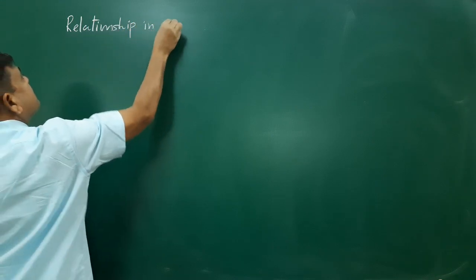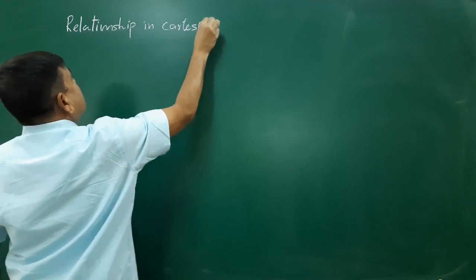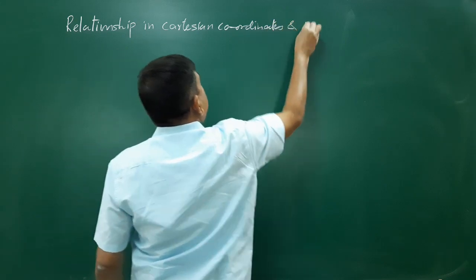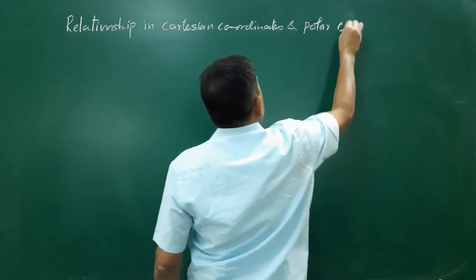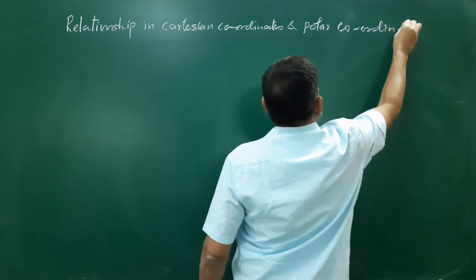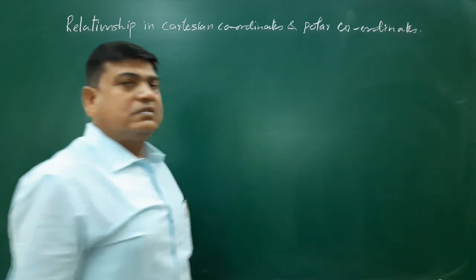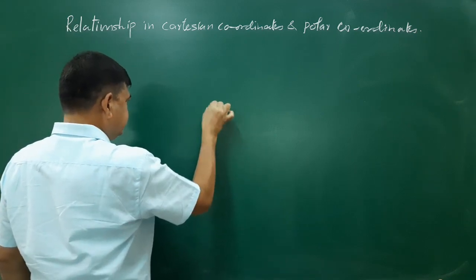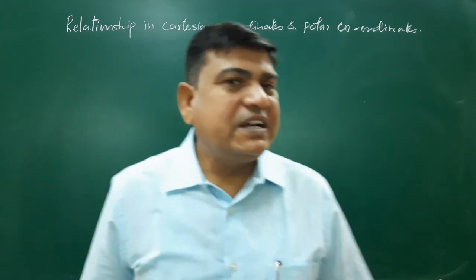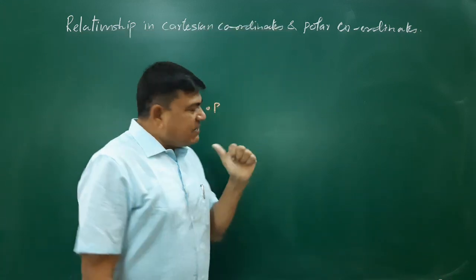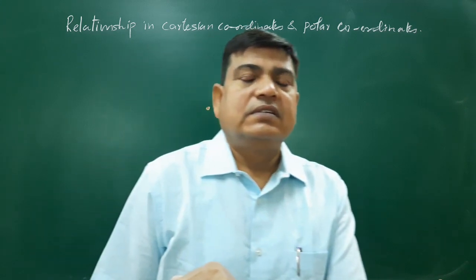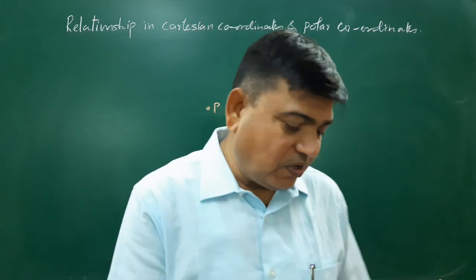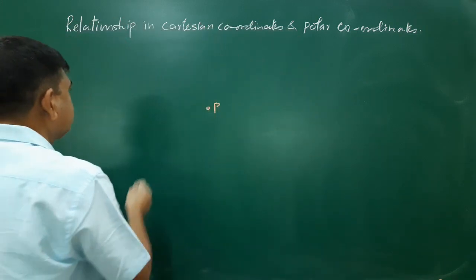Relationship in Cartesian coordinates and polar coordinates. This is the point P. Now we know that the point P in the plane can be defined properly in two ways. One is Cartesian and the other is polar. So let us consider.